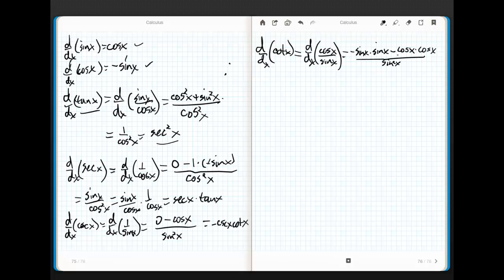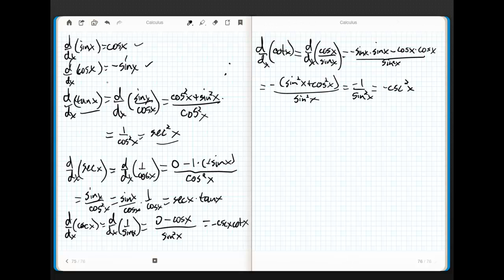Now notice this negative, that's going to be really important. This ends up being negative sine squared x plus cos squared x. Oh, and life is so good. All over sine squared x, which is negative 1 over sine squared x, which is, guess what? Negative cosecant squared x. See how they're all intertwined? They all end up looking very similar.